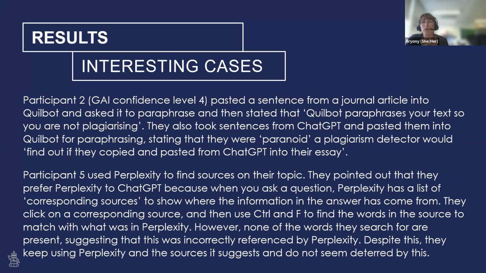So I mentioned earlier a couple of interesting cases. We had a student who was fairly confident in using GAI technologies, who pasted a sentence word for word from a journal article into Quillbot and then asked it to paraphrase. They also stated that Quillbot paraphrases your text so that you're not plagiarizing, which was interesting. They also took sentences from ChatGPT and put them into Quillbot to try and disguise the fact that they had originally got them from ChatGPT. So that was actively trying to disguise the use of it.